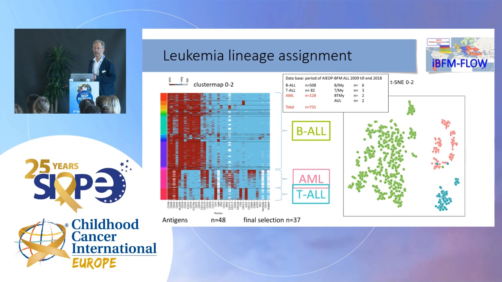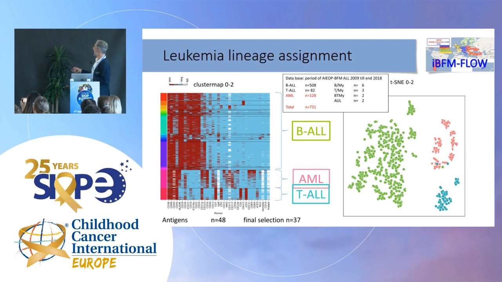The lineage assignment is something you can do by eye, but you can also do this profiling, and you see nice profiles of many antigens. You see 48 antigens selected. At the end, we did in this profile 37 antigens.